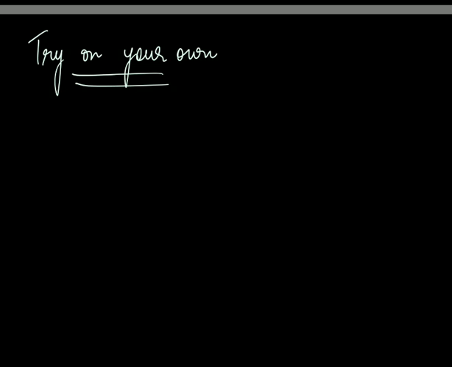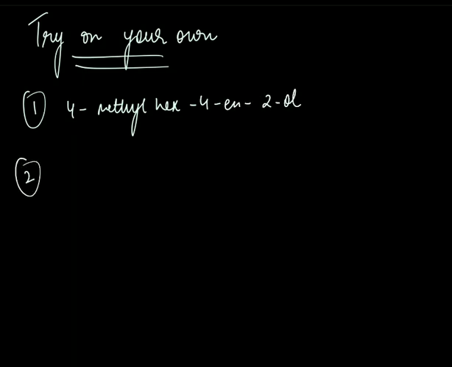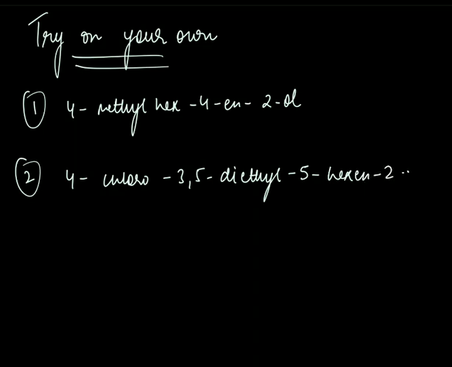So we can take this example: 4 methyl hex 4 ene 2 ol. You can make this structure. Then 4 fluoro 3,5 diethyl 5 hexene 2 ol. Then are 2 enough, or should we add more? Okay, we can add one more.